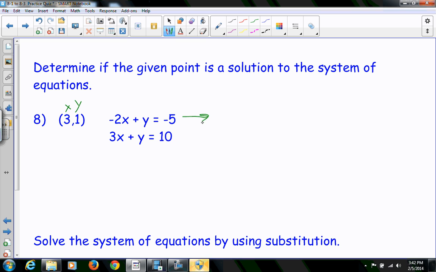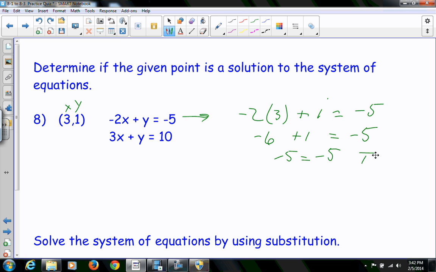So this one here, negative 2 times my x value, which is 3, plus my y value, which is now 1, equals negative 5. So negative 2 times 3 is negative 6, plus 1, that's equal to negative 5. Negative 5 equals negative 5. So that's true, so it works for that one.